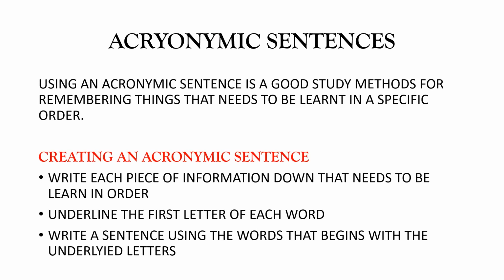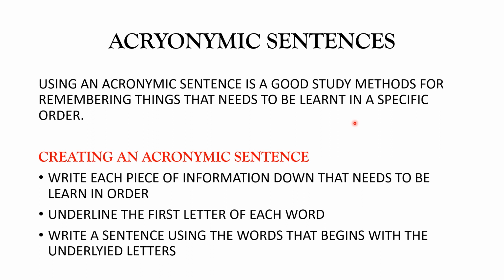Now, another technique you can use is called acronymic sentences. Using an acronymic sentence is a good study method for remembering things that need to be learned in a specific order. Sometimes for anatomical knowledge, there are certain things that you need to learn in a particular order. For instance, if you have nuclei arranged from medial to lateral or lateral to medial, or you have cranial nerves arranged in a particular order, sometimes it's very difficult to remember it in that order, and so you need to use an acronym in order to learn that.